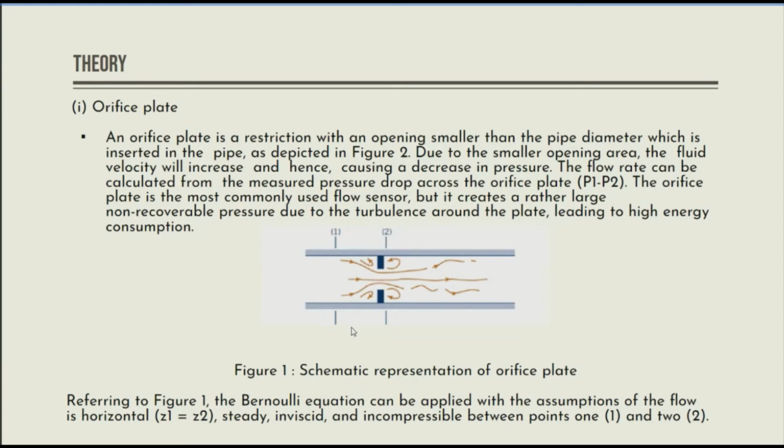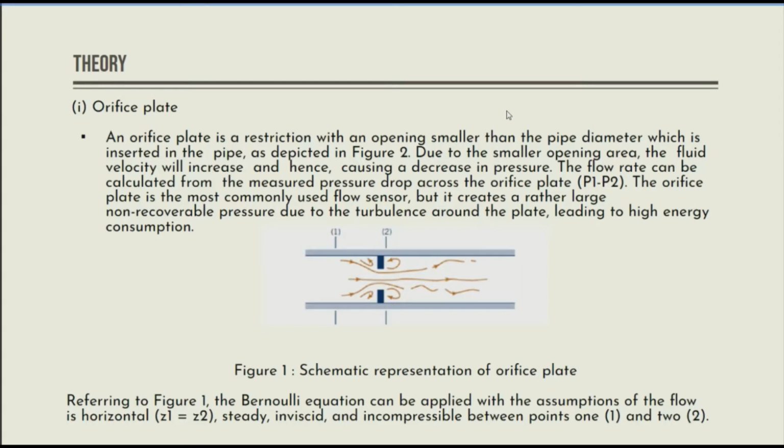So I'm going to talk about the theory of this experiment. The first one, we have orifice plate. An orifice plate is a restriction with an opening smaller than the pipe diameter, which is inserted in the pipe as depicted in figure 2. Due to the smaller opening area, the fluid velocity will increase and hence cause a decrease in pressure.